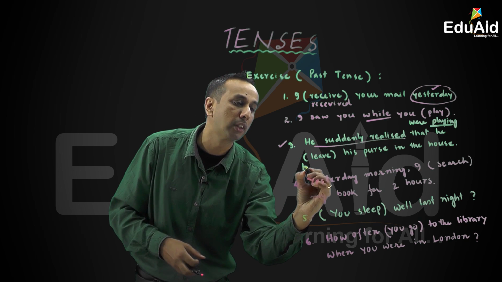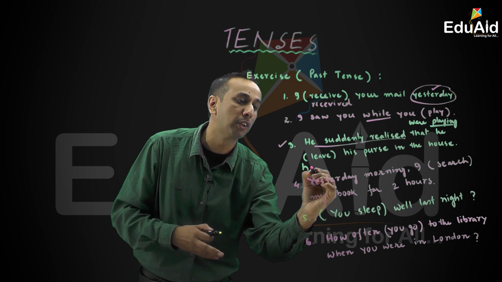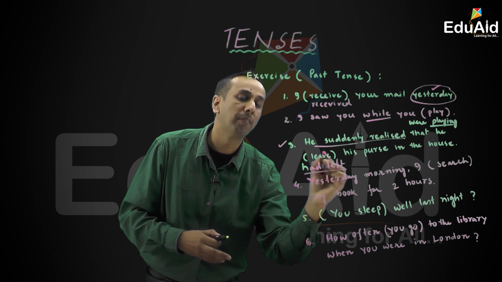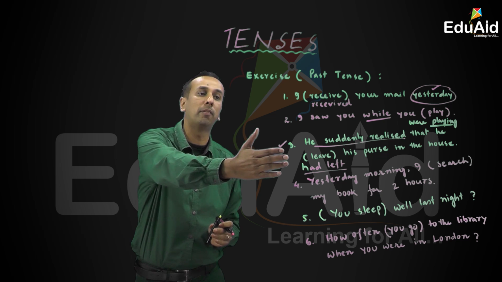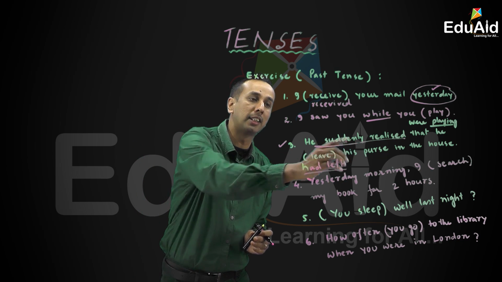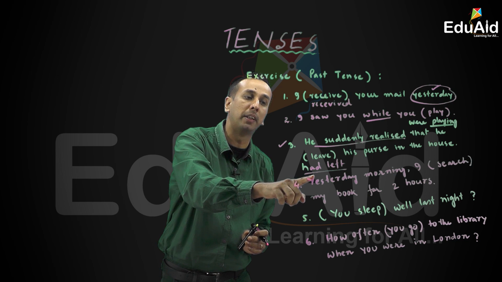The answer to this question will be had left, the V3 form of leave. Past perfect tense, an ideal example of past perfect tense. Two actions occurred, suddenly realized, and leaving his purse. Had left should be the answer here.